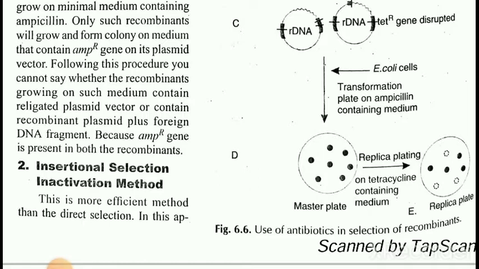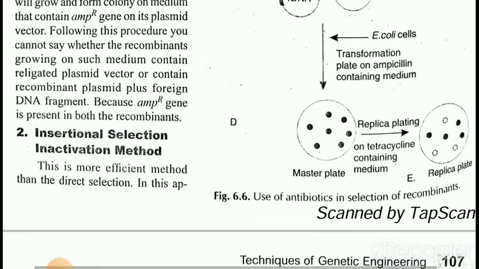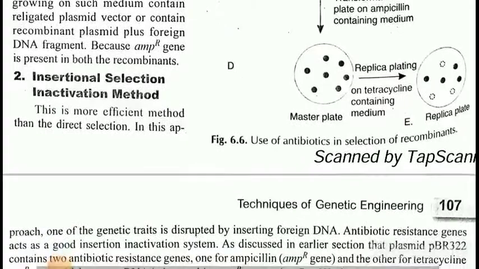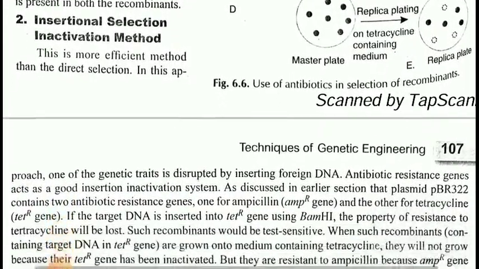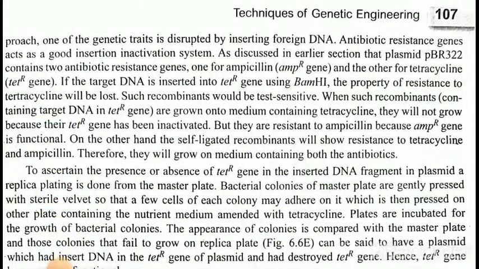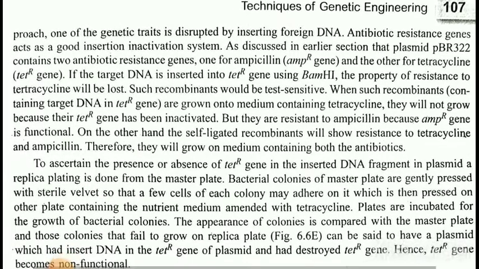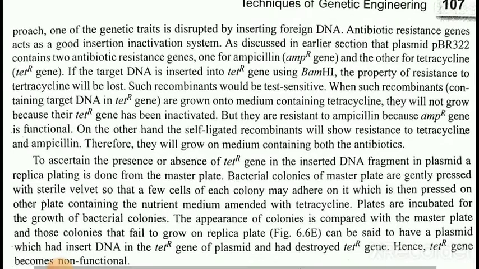2. Insertional inactivation method. This is a more efficient method than the direct selection. In this approach, one of the genetic traits is disrupted by inserting foreign DNA. Antibiotic resistance genes act as a good insertion inactivation system. As discussed in an earlier section, plasmid pBR322 contains two antibiotic resistance genes, one for ampicillin, AmpR gene, and the other for tetracycline, TetR gene.